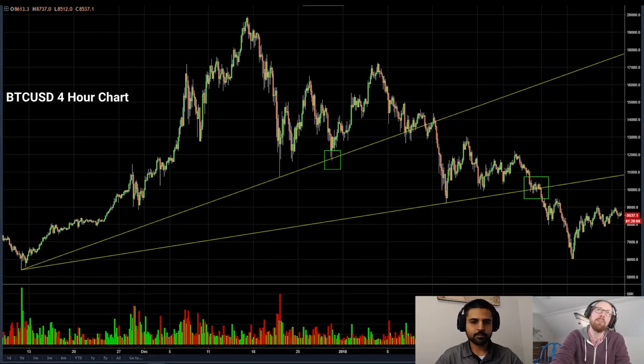Here's another example. You can see this Bitcoin chart. This is a 4-hour chart again. Trend line starting at the low point and then connecting right here, right around there, and through here.